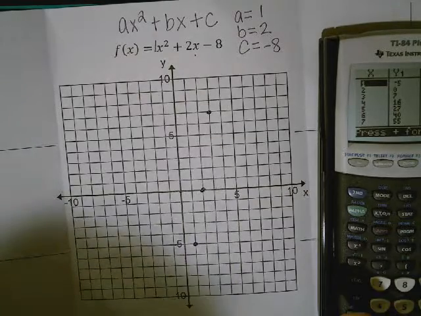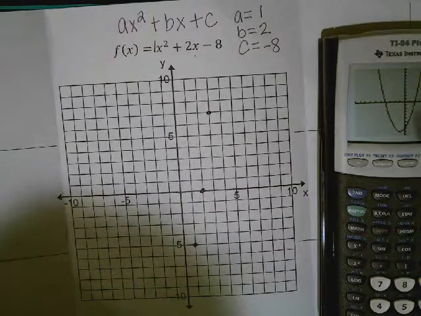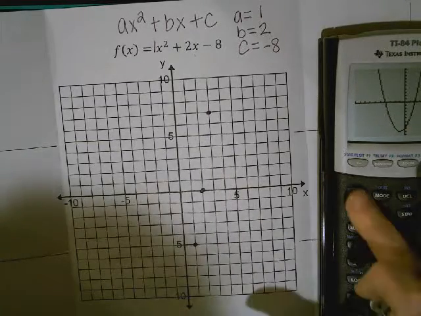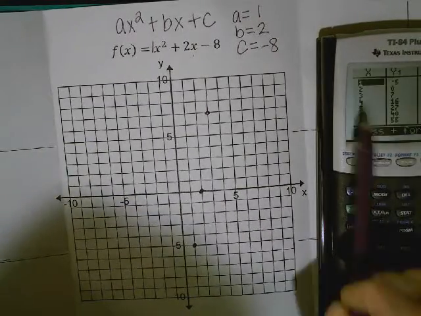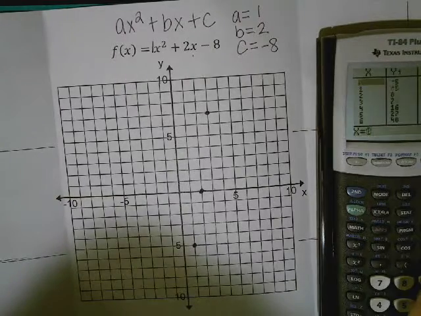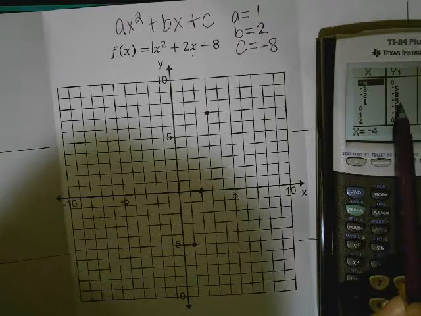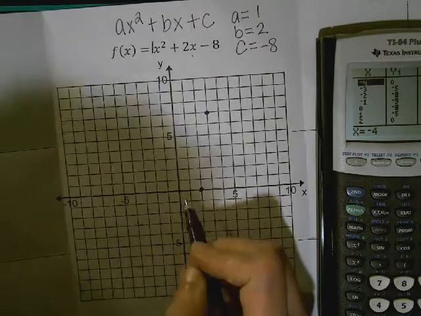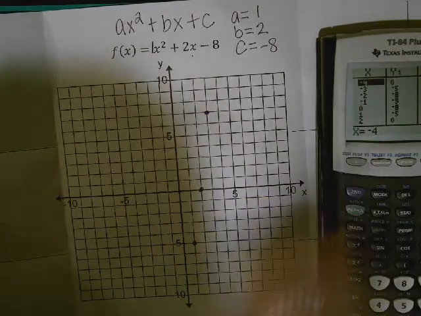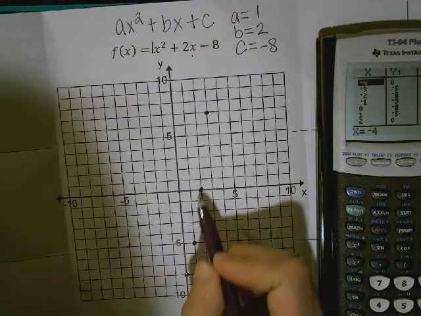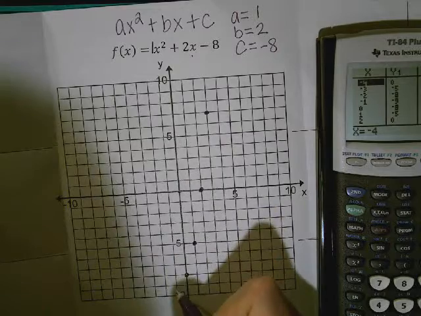But this isn't all of my graph, because remember when we pushed graph here, see how we see half of our graph already? How do we get the rest of the points? Well, if you go back to your table, you can arrow up and you can see the rest of the points. So we have, oh, hold on. We got 0 is at negative 8. And then negative 1 is at negative 9.